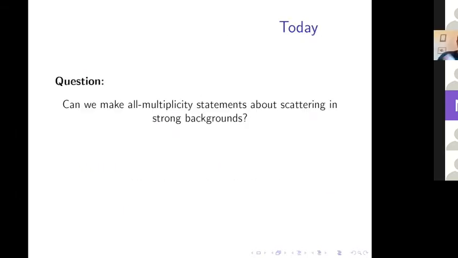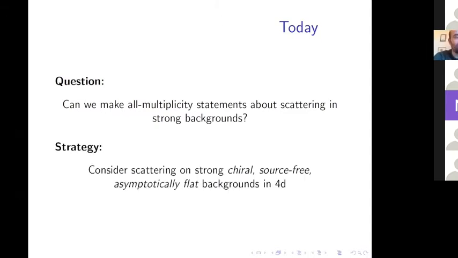So today, the basic question I want to ask is: is it possible to make all multiplicity statements about scattering amplitudes in strong background fields? And the strategy is going to be to consider a very particular class of strong background fields, but one which is still fairly general. By fairly general, I mean the background field has functional degrees of freedom. So it's like an uncountably infinite class of strong backgrounds. And the ones we're going to be talking about are 4-dimensional, chiral, source-free, and asymptotically flat. So they're kind of complex backgrounds, but they're ones that are suitable for setting up a scattering problem on.